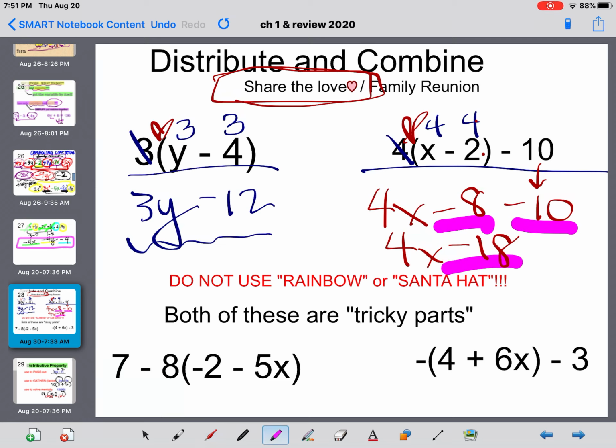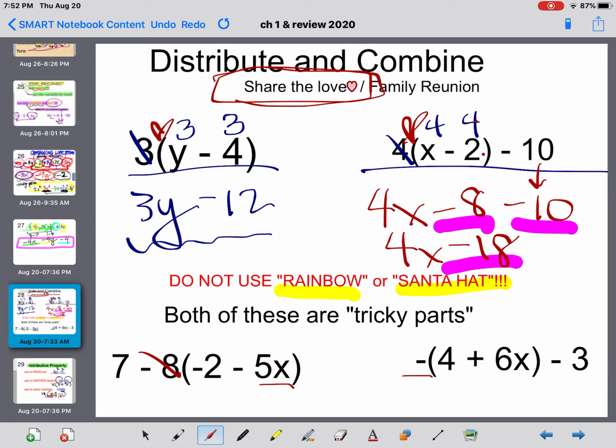Now let's talk a little bit about rainbow and Santa hat. One of the reasons why we don't like to do rainbow Santa hat is this. So what I mean by rainbow or Santa hat is doing this, or taking this and going like this. So when we do Santa hat, which you can see looks like a Santa hat right there, what happens is we end up hitting the first number, but a lot of times we forget to multiply that negative to the second number.